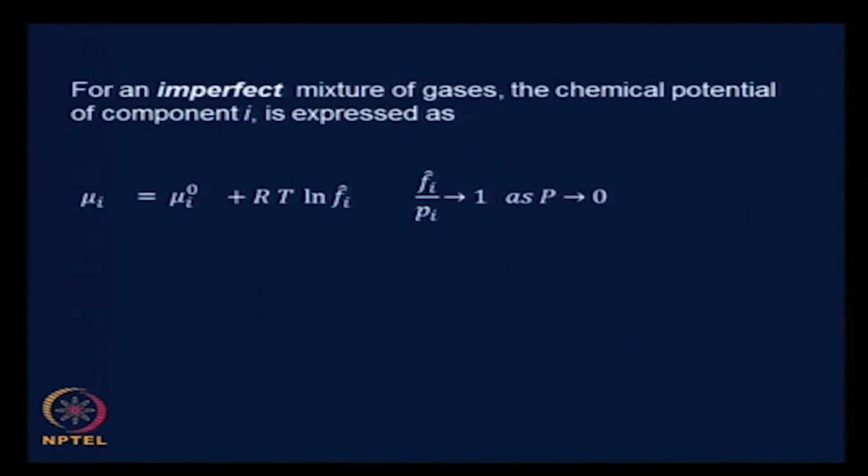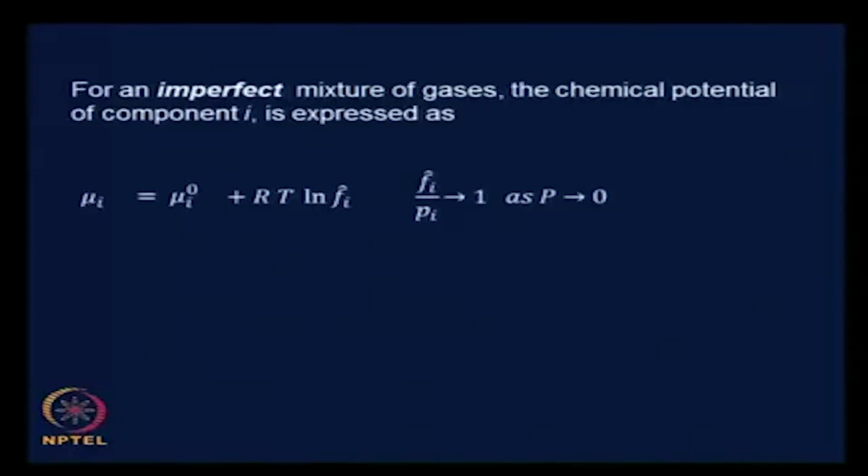The fugacity of the component i in solution is given as f_i hat, and again we should state for completeness that f_i hat by the partial pressure of i, p_i, tends to 1 as the total pressure tends to 0. As you know, partial pressure is the pressure exerted by that part of the gas mixture alone which corresponds to the component i. Let us call this equation 4.2.